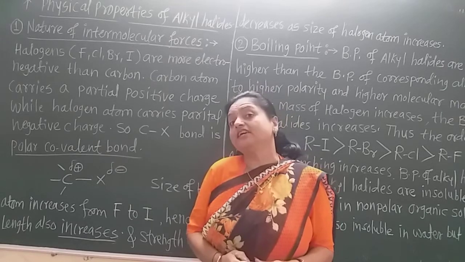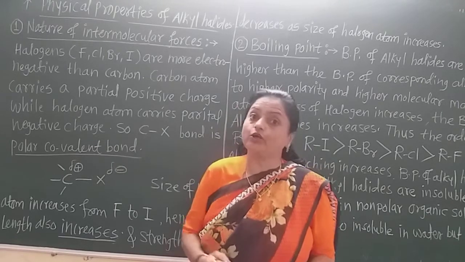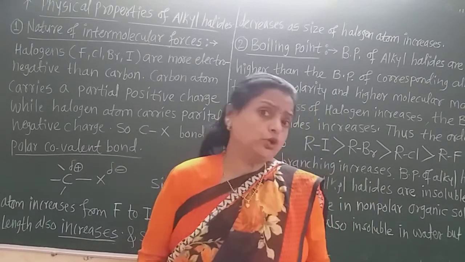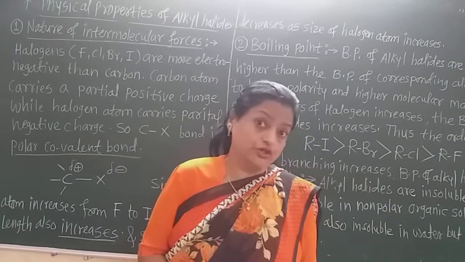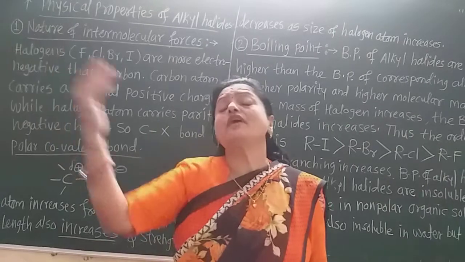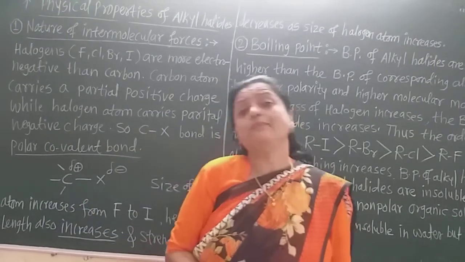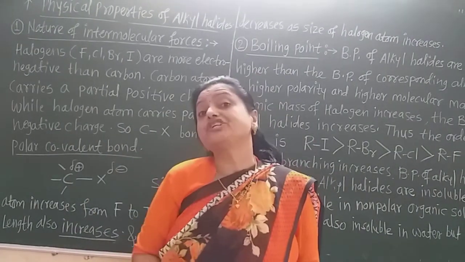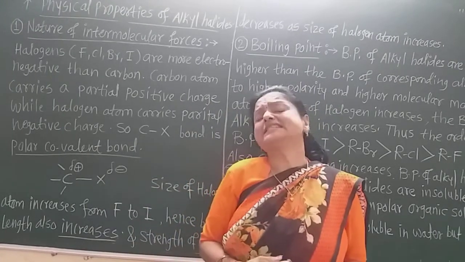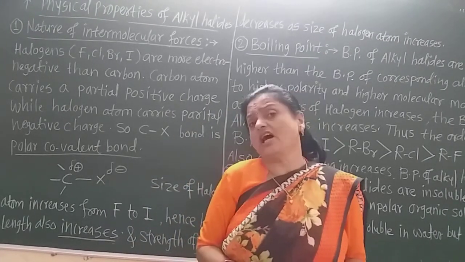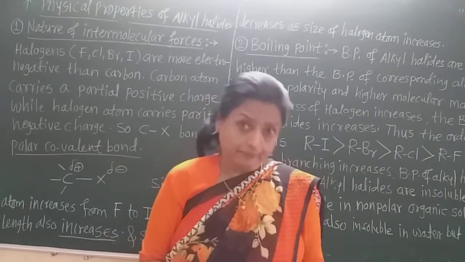We are learning chapter number 10, that is the halogen derivatives. Up to the last lecture we learned the preparation of halogen derivatives. There is also one method, that is Sandmeyer's method of preparation of aryl halides, that we will see in the next chapter, that is the amines, where it gets repeated.